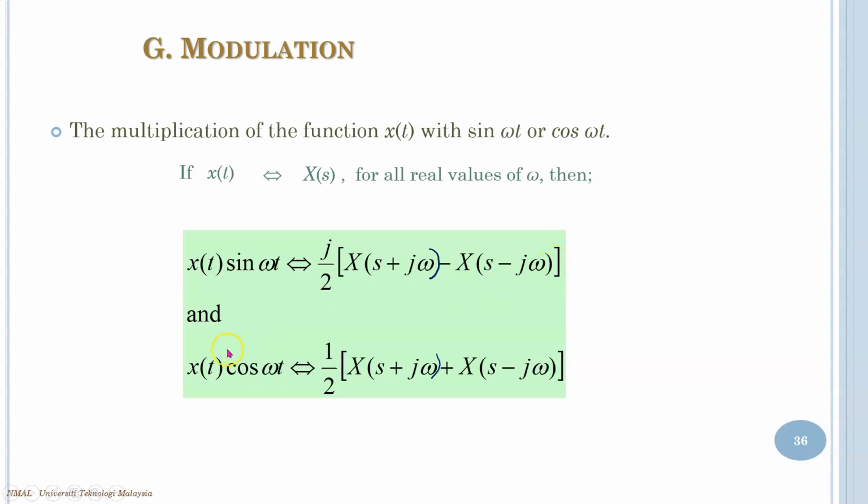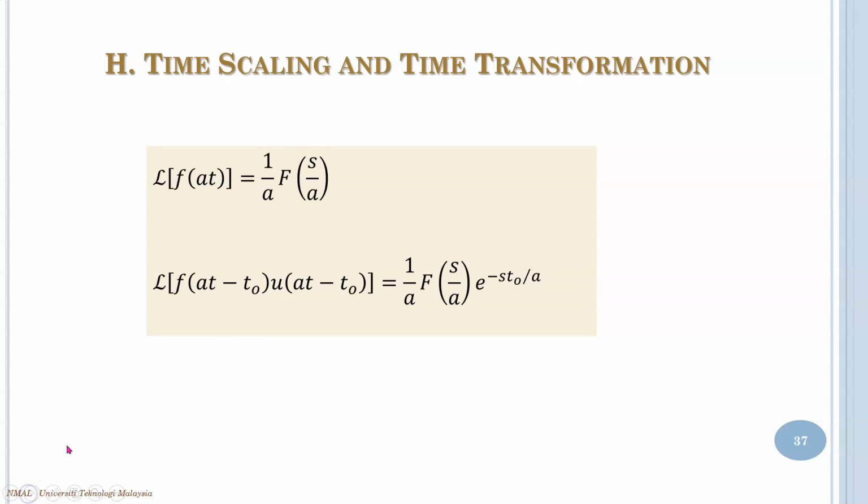And for the sine, which has j at the numerator. For the cosine function, it's only 1 over 2. So the equation here is similar. For every s, you have to plus j omega and also minus j omega. So at the end of the video, I'm going to show you more examples of each of the properties.